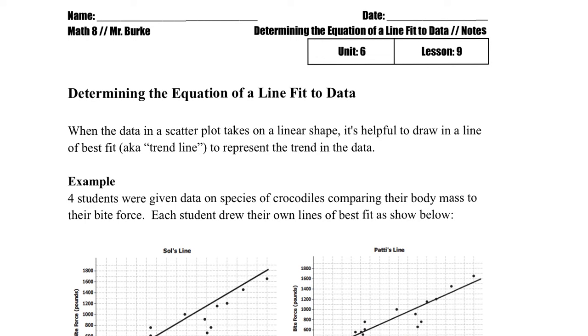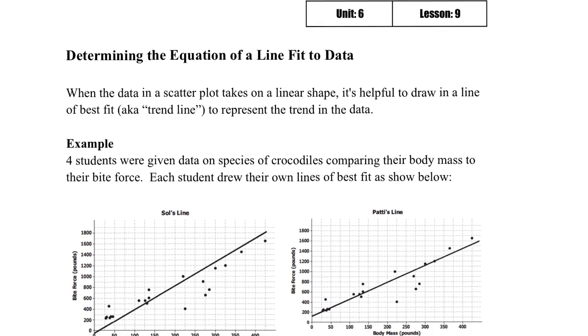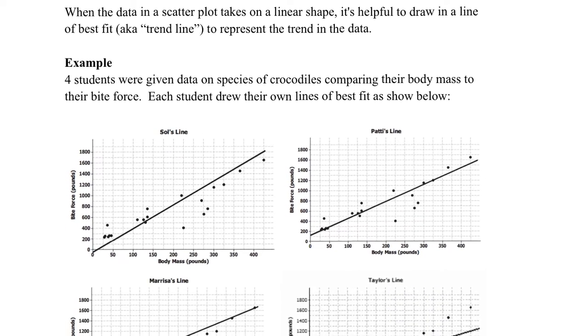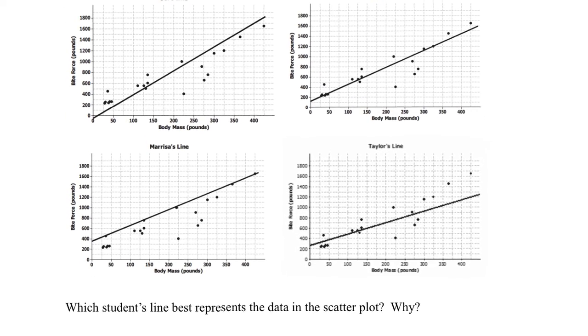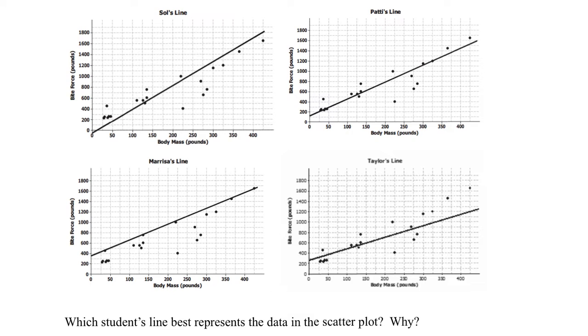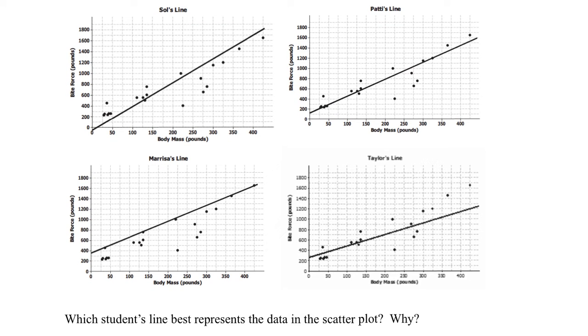Okay, so this is Unit 6, Lesson 9. Let's take a look at these scatter plots. When the data takes on a linear shape, sometimes it's helpful to draw a line through the data, because remember, the whole purpose is to help make predictions about the future based on trends. The problem is we need to draw a good line, okay?